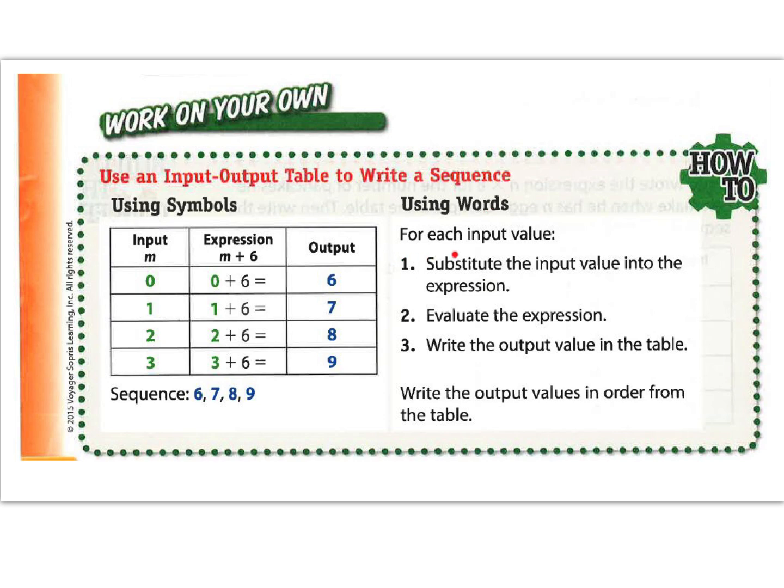Using words, it says for each input value, substitute the input value into the expression. So here it is substituted in. Evaluate the expression, and then write the output value in the table. So then you write the output values in order. So here's the sequence: 6, 7, 8, 9. So a data table like this, an input-output table, is extremely helpful in organizing your information.